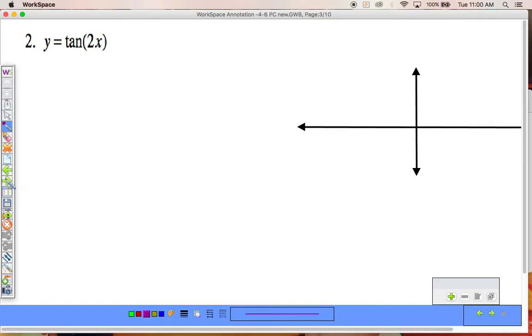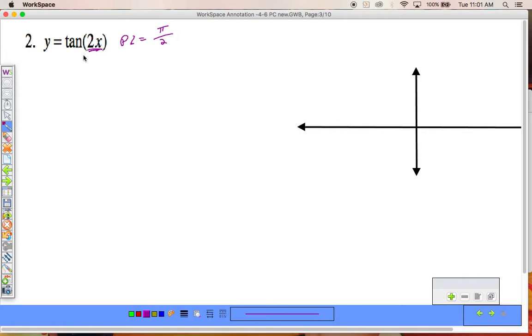All right, let's do y equals the tangent of 2x. All right, so my period length is going to be pi divided by 2. So it's going to take the distance, pi over 2, to go through all of my answers. All right. Now I need to find my asymptote.